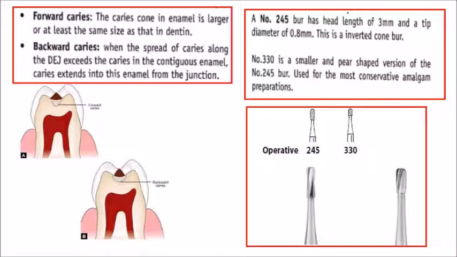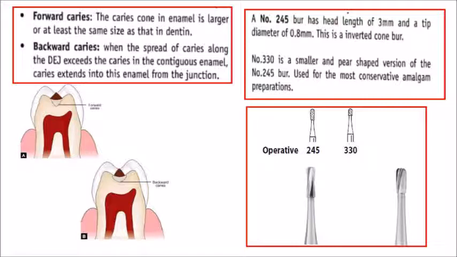Whenever we need to keep in mind the width of the cavity or how far we are going, the bur itself can be used as a measuring tip. So the diameter we can think of like that, and the length of the bur is 3 mm. That means half of the bur, or less than half of the bur, is enough for the depth of the cavity preparation. So the length gives us the depth of the cavity preparation; that is the number 245 bur.